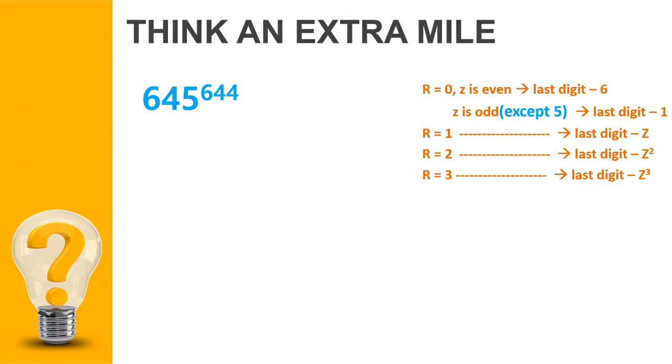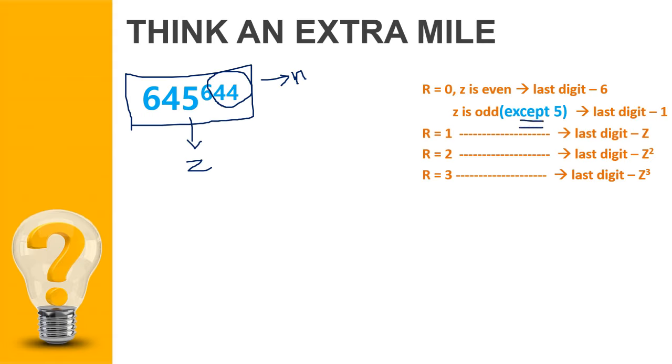What if I give you a number like this and ask you to find 645 raised to 644? So the value of n is 44 and the value of z is 5. So n divided by 4, 44 divided by 4, the remainder will be 0. Since the remainder is 0, we'll have to look at z. Z is odd, but it is 5. So in this case, what can we do?